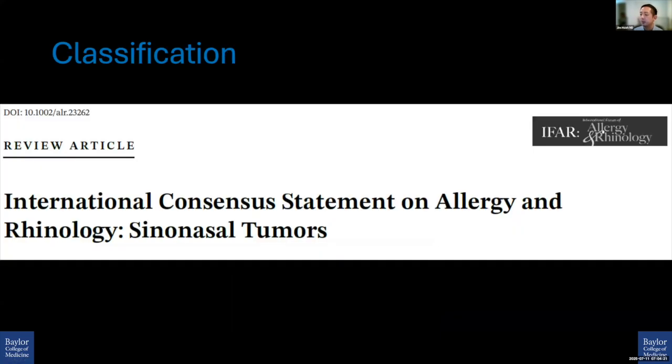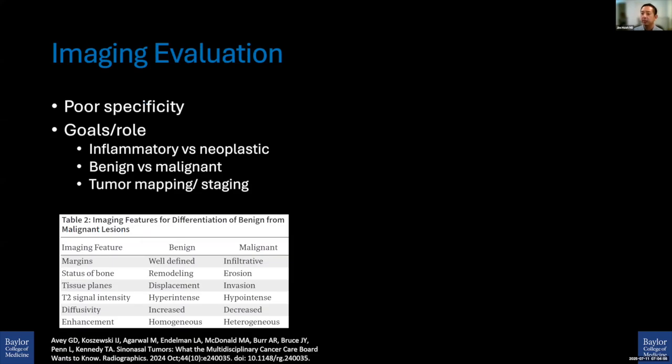But last year, there was a release of this international consensus statement on allergy and rhinology sinonasal tumors. This is like a 300-page article, and I think it is more comprehensive. And so I will be presenting sinonasal neoplasms, starting with benign, followed by malignant, and mostly according to this consensus statement. In terms of imaging evaluation, unfortunately, there's poor specificity. There's going to be a lot of overlapping imaging patterns, but hopefully I'll give you some tools to help guide and make some decisions, and hopefully come up with a differential that is sound.